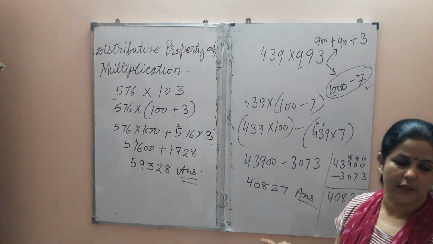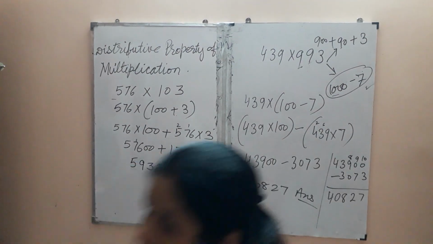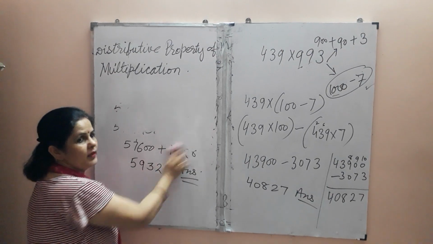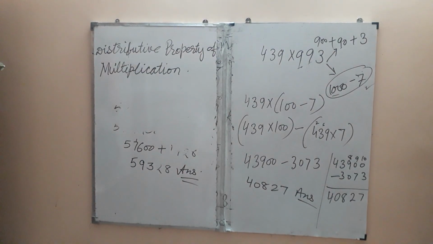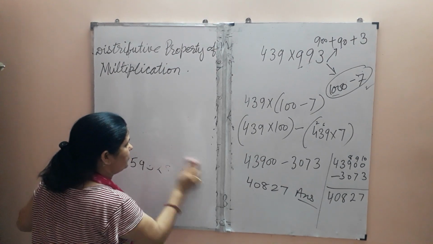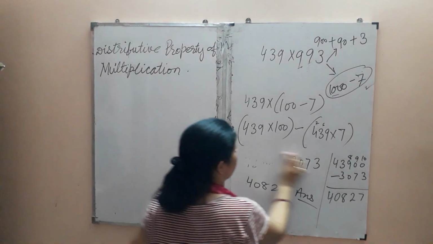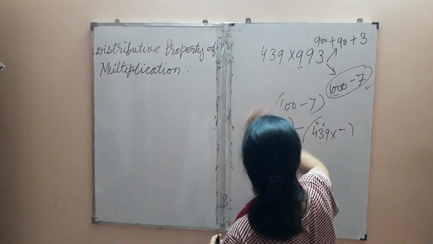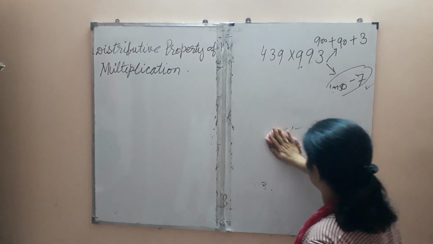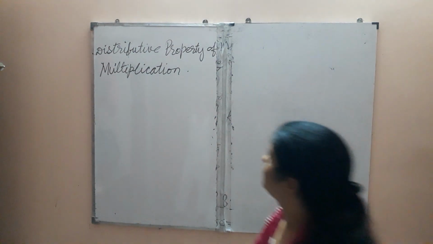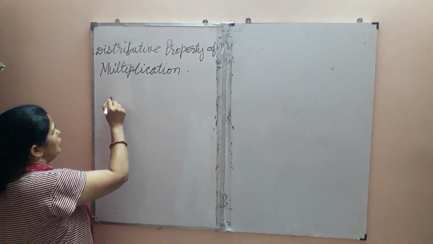Now this was if the numbers are in the short form. But if the sum is already in expanded form, then how will we do it? The question can be in another way also. The question can be in this way also.